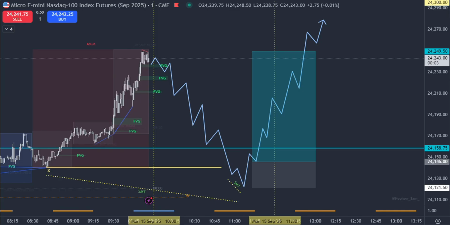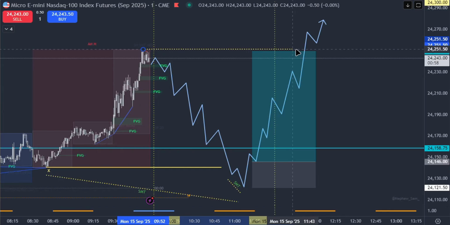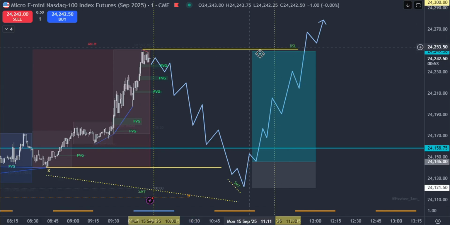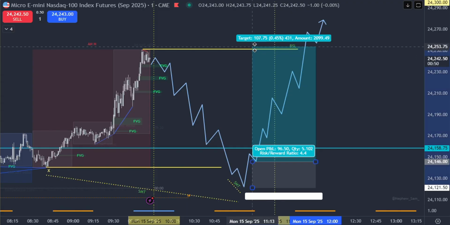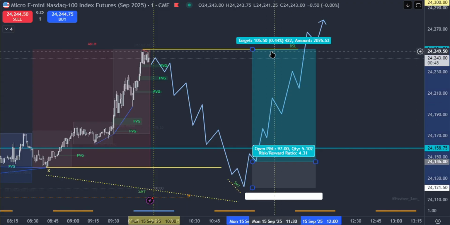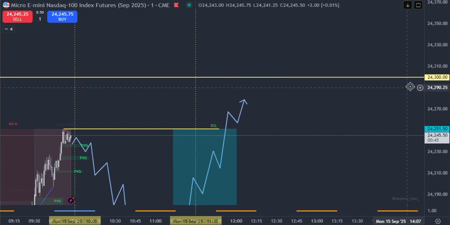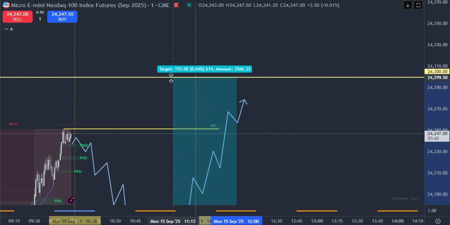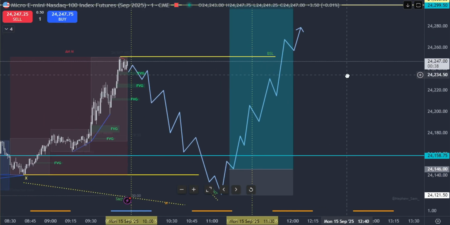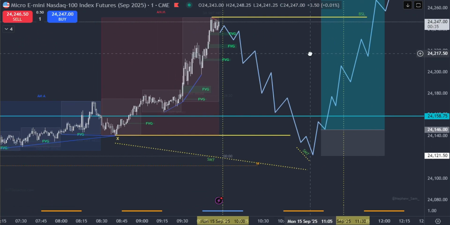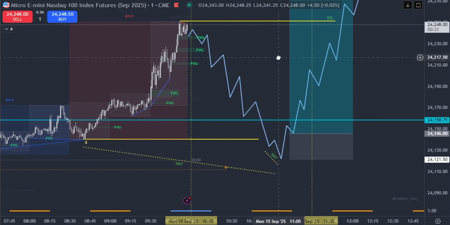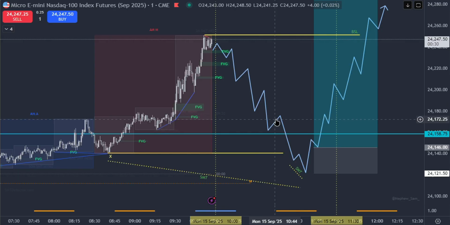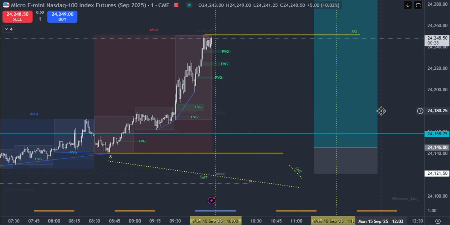I would look for these highs, buy side liquidity, and let's say if it hits TP, I would leave a runner to 24,300. So I would hold the runner, or try to hold the runner to there. So those are my buy and sell scenarios. Hopefully this makes sense.